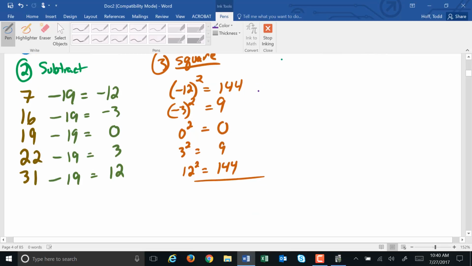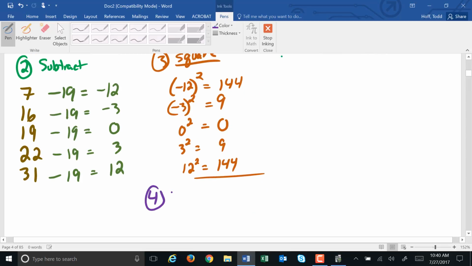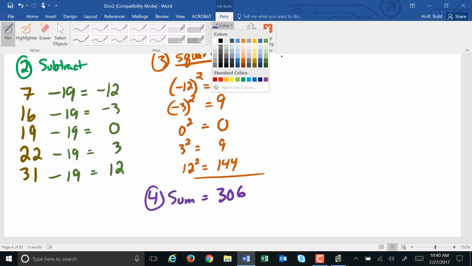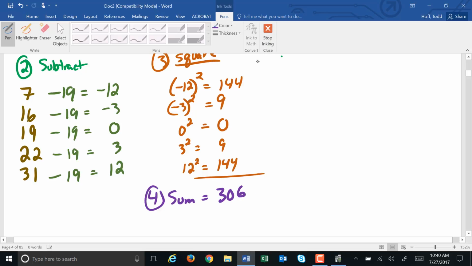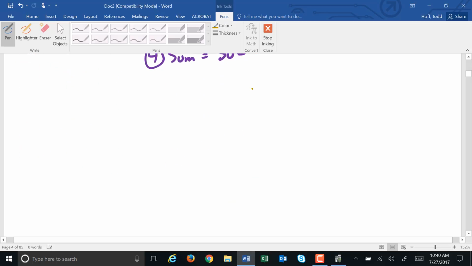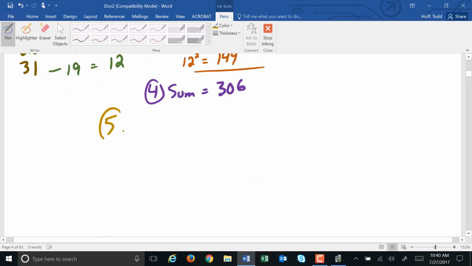Step 4 is to find the sum of the squared deviations. Correct. Which is what, 306? That is the sum of the squared deviations. Step 5. Perfect. You divide by n minus 1, so n is 5, so we're going to divide by 4. So that is what, 76.5?